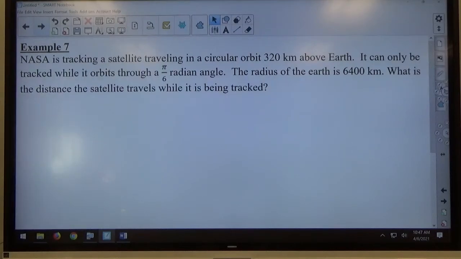Okay, example 7 is just a word problem involving some of these circular measurements we've been dealing with. All right, so when we look at this, it says NASA is tracking a satellite traveling a circular orbit 320 kilometers above Earth. It can only be tracked while it orbits through a pi/6 radian angle. The radius of the Earth is 6,400 kilometers. What is the distance the satellite travels while it's being tracked?